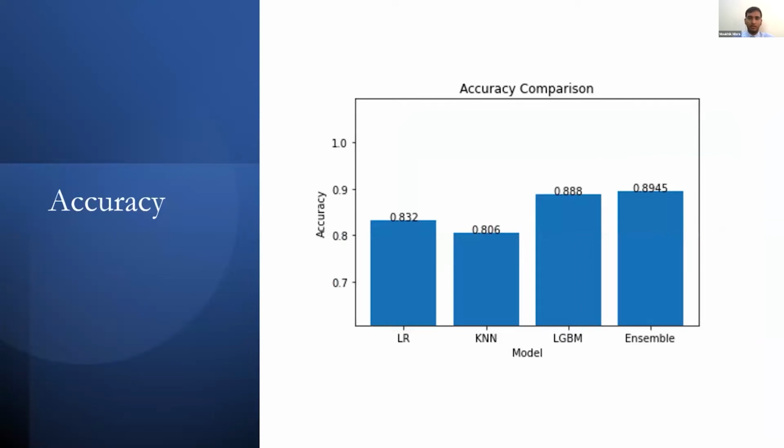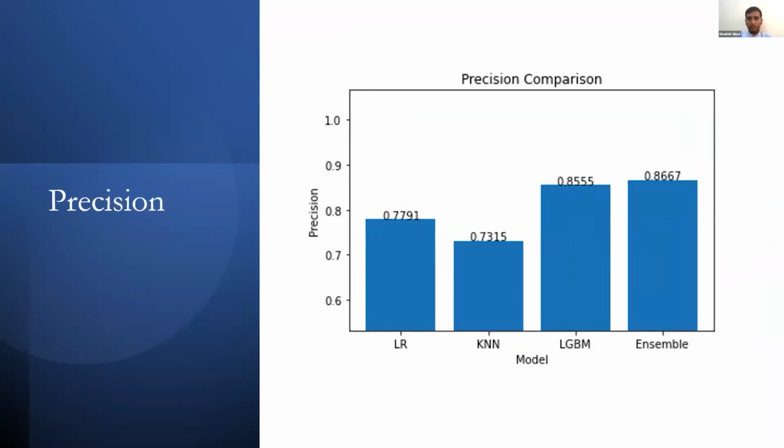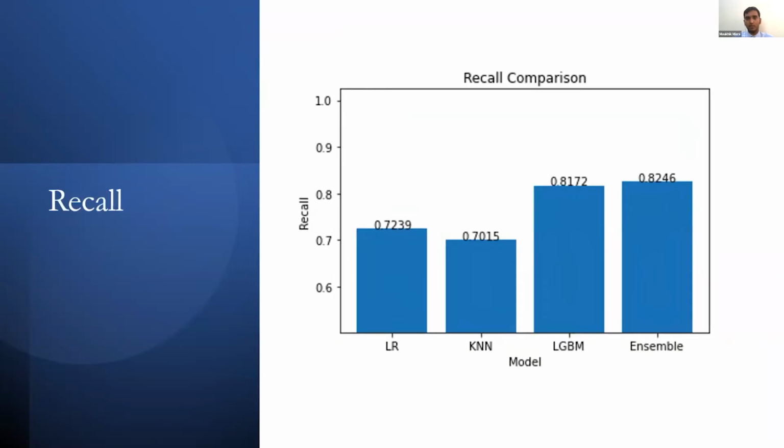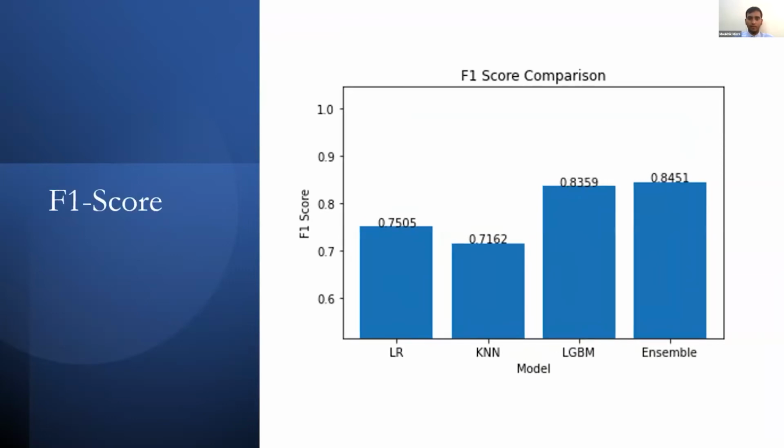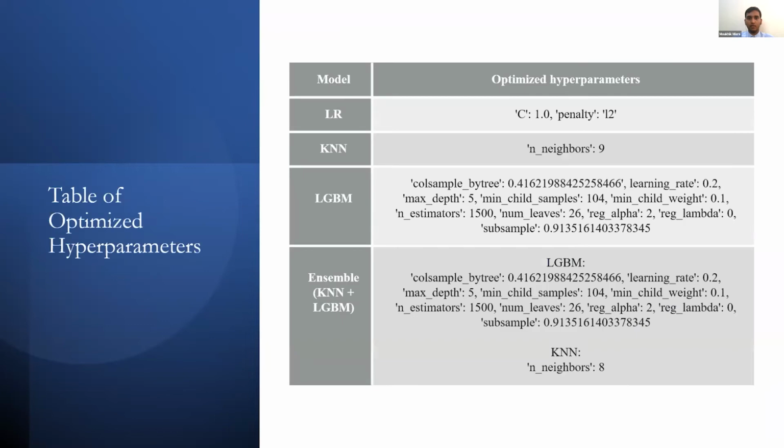So this is our accuracy comparison. We've performed comparisons between the accuracy, precision, recall, and F1 score of the implemented models. The general trend that we find is that the KNN model performs the worst, while the ensemble method gives us the best possible metrics in all calculations. So here are accuracy, here's our precision, here's our recall, and here's our F1 score comparison.